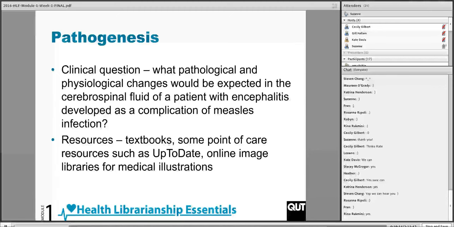Health librarians are often asked by clinicians for images for teaching purposes. Many of the subscribed resources which are available to health libraries, which you'll be looking at next week, also contain images. And as always, you'd have to check the copyright provisions for the use of those images.